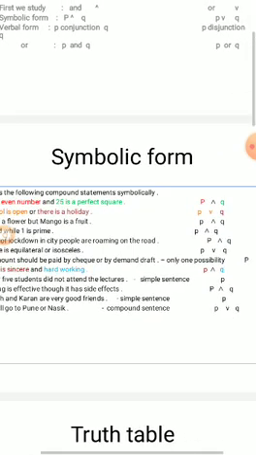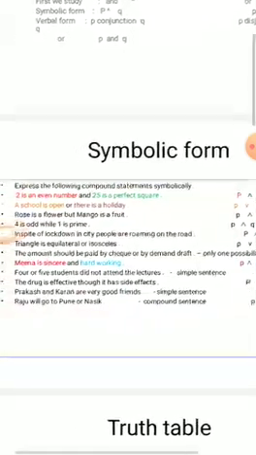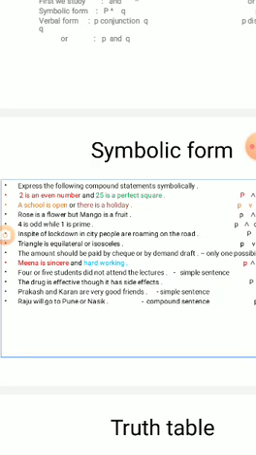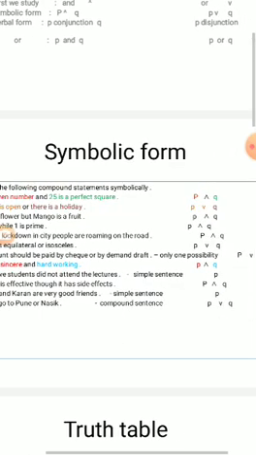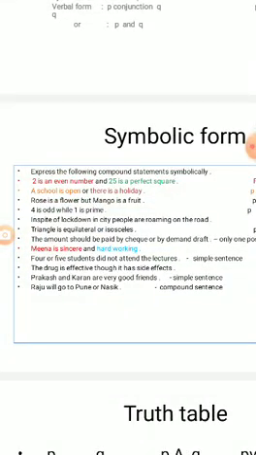The amount should be paid by check or by demand draft. Again, same effect. Amount should be paid by check or amount should be paid by demand draft. Only one option, either by check or by demand draft. So it is P or Q, P disjunction Q.